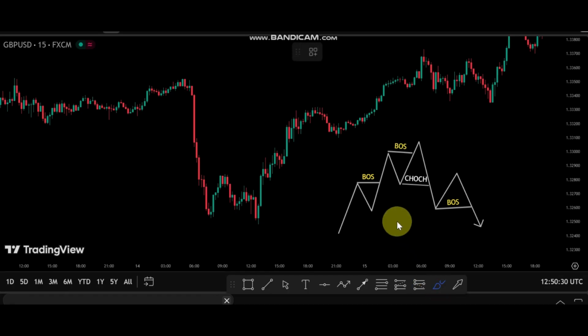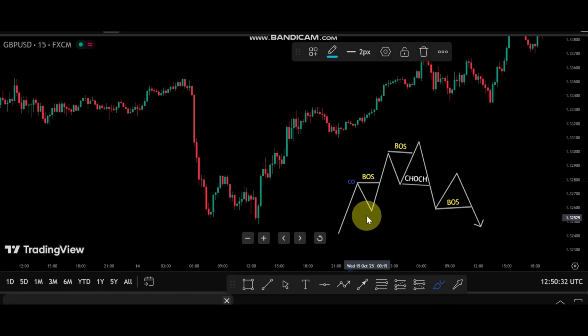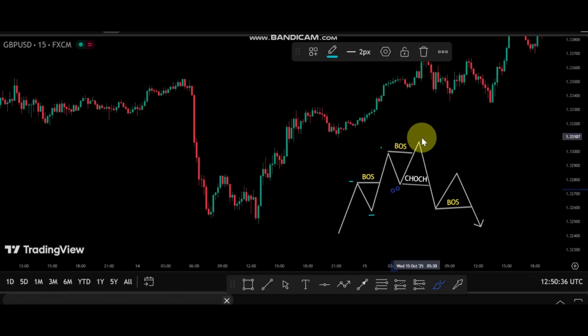We're not getting an uptrend but a downtrend. So you also agree that this was our higher high, this was a higher low, higher high, higher low, and this was a higher high. Immediately, price pushed downward below our most recent higher low, meaning our market has changed direction to downward.